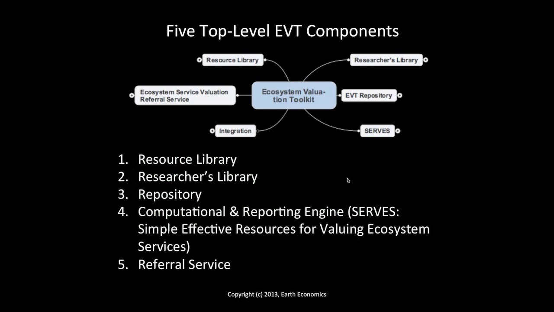Originally, when we started thinking about the EVT, it was going to be simply a repository of values and a basic calculator called SERVES, which would allow people to do benefit transfer based upon the data in the repository. But as we developed this, just like MESP, we realized that there was a whole suite of services that we could and should provide to the community. So there's 5 main components. You'll see 6 blobs up there. Integration is not really a component, but it's essential to link us with other services. Today I'm going to focus briefly just on 3 sections.